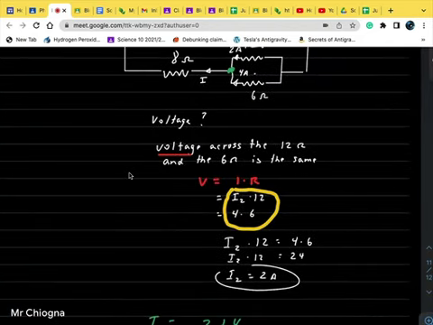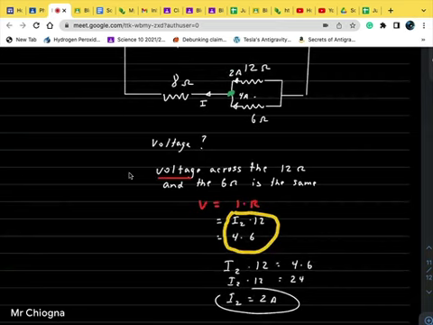So now let's replace this with what we know. This is no longer I, this is 2 amps. 2 amps going into the 8 ohm. The voltage across here we calculated. What's the voltage across the 6 ohm resistor? 6 times 4 or 24. We're going to come back to that. Okay. Now what am I interested in? I'm interested in the voltage of the battery.